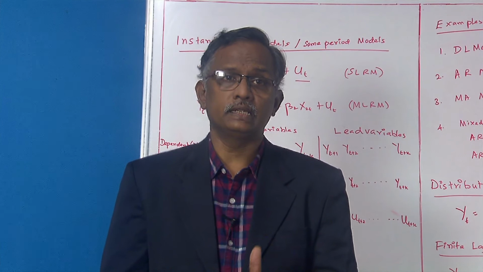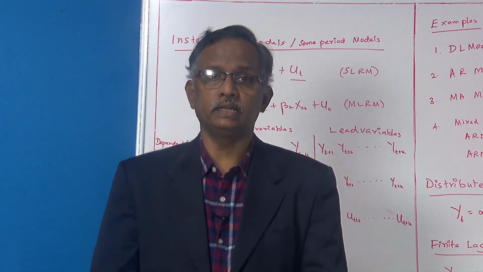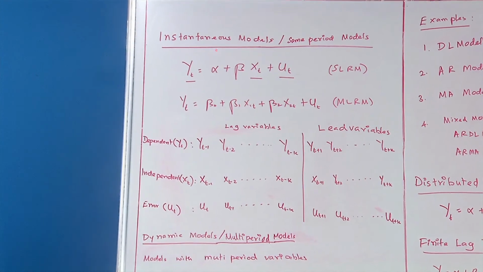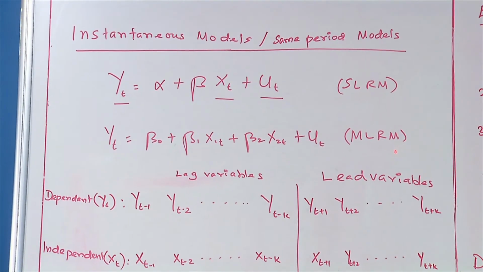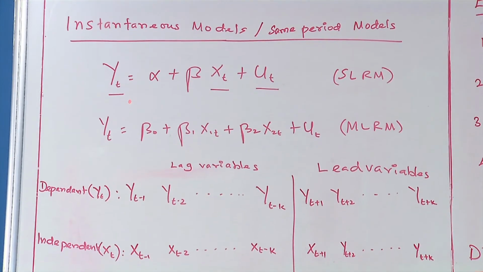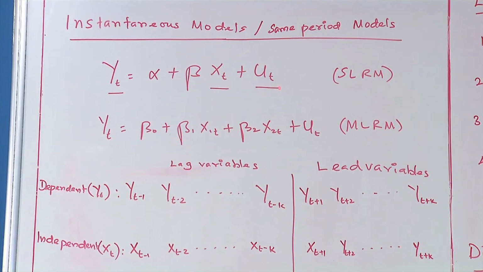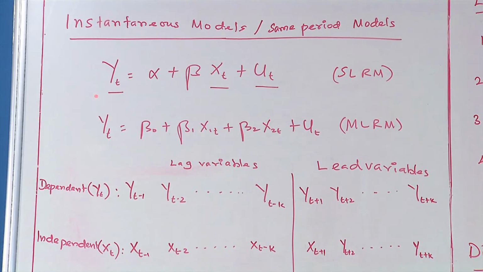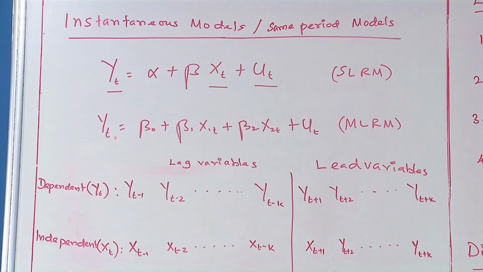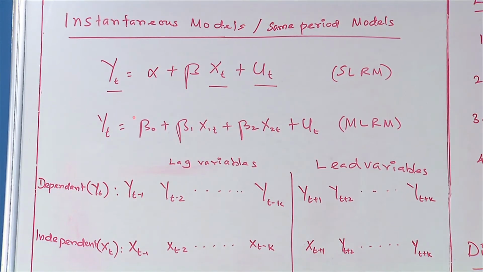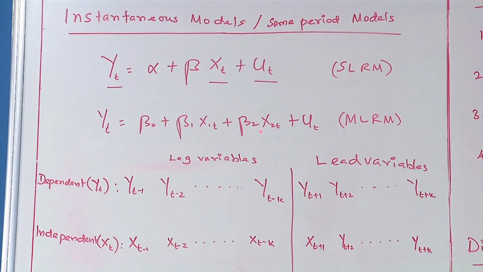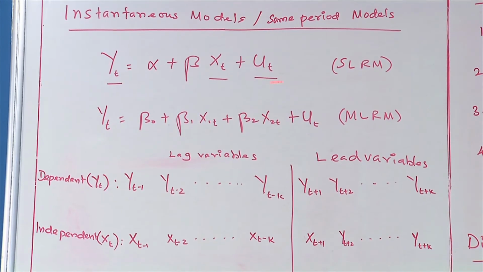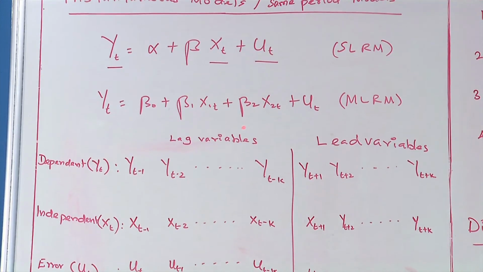Let us see some of the jargon and symbols used in the dynamic models. Let us see the dynamic instantaneous model or same period model in SLRM and MLRM framework. Here yt is equal to alpha plus beta xt plus ut. This has got only one independent variable, so this is an SLRM. We can write an MLRM for the time series model as yt is equal to beta 0 plus beta 1 x1t plus beta 2 x2t plus ut. So, this is an MLRM because it has got two independent variables.